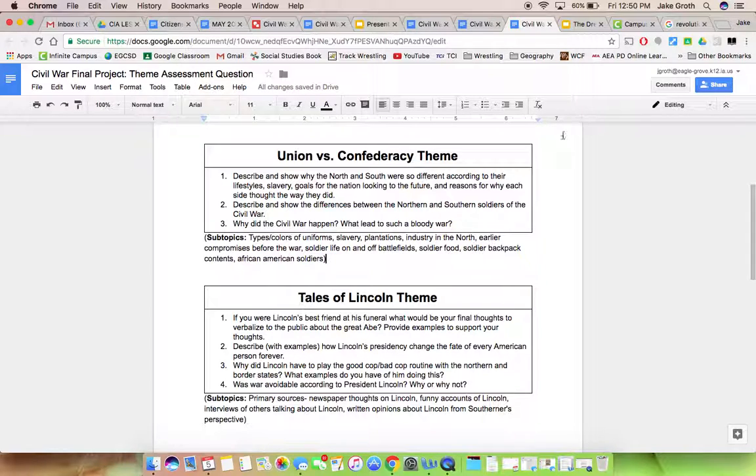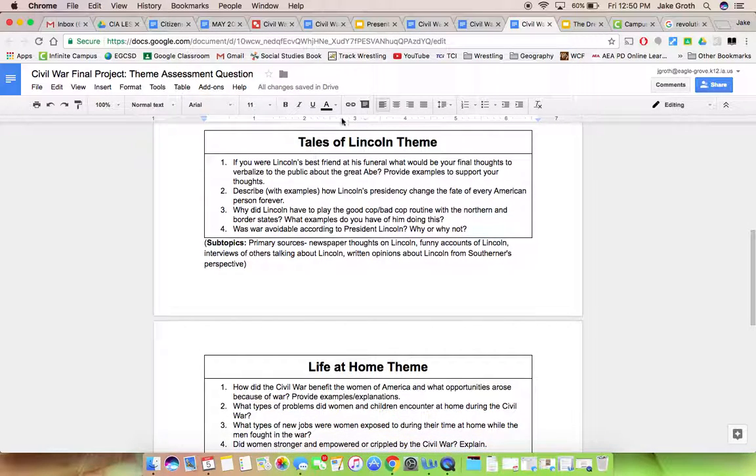This is kind of the red versus the blue, or the blue versus the red type thing. So next one is Tales of Lincoln. In summary, this is obviously all about Lincoln. Any newspapers you can find. What was the northern people's opinion of him? What were the southern people's opinion? Did people from his side not like him at all? What was going on there?